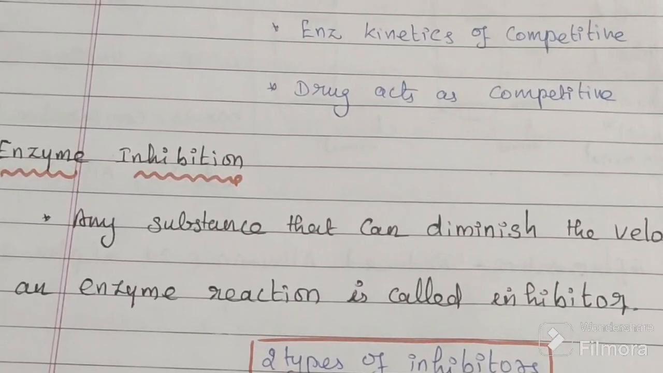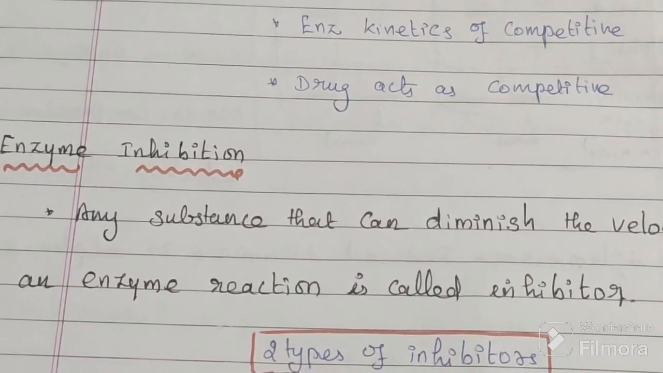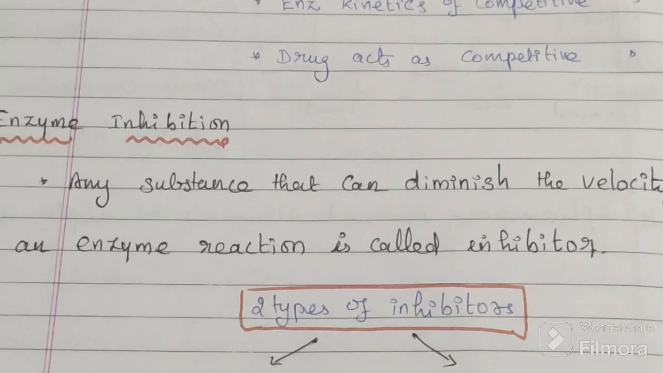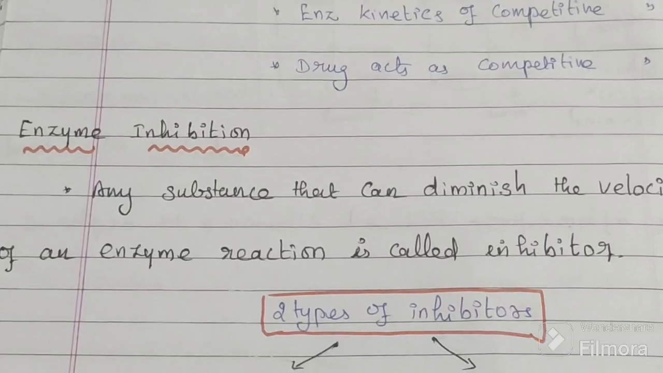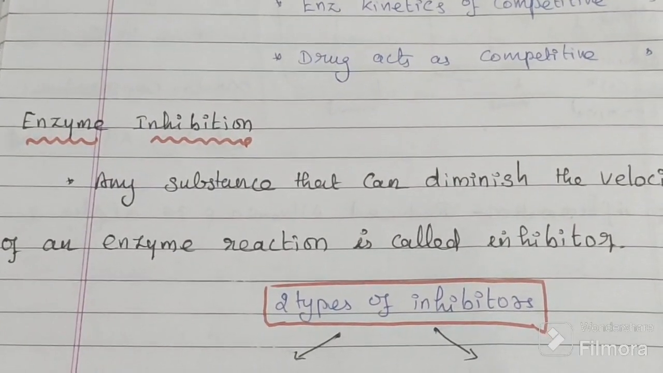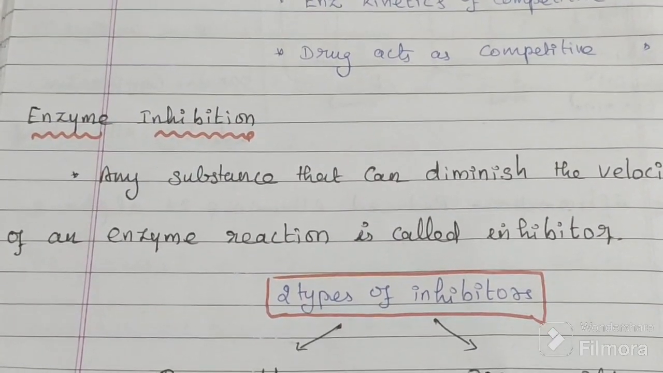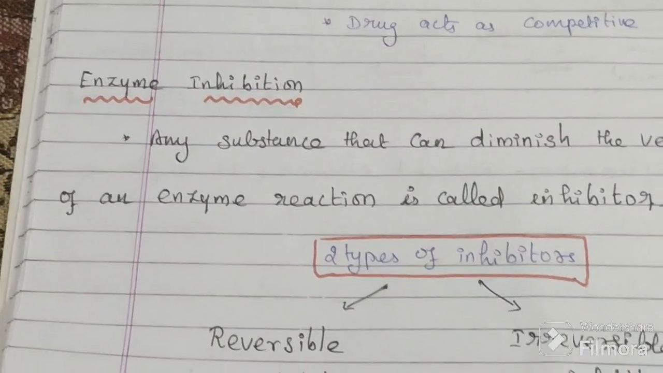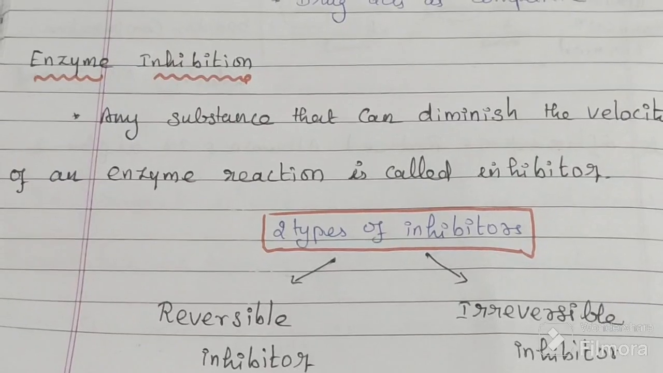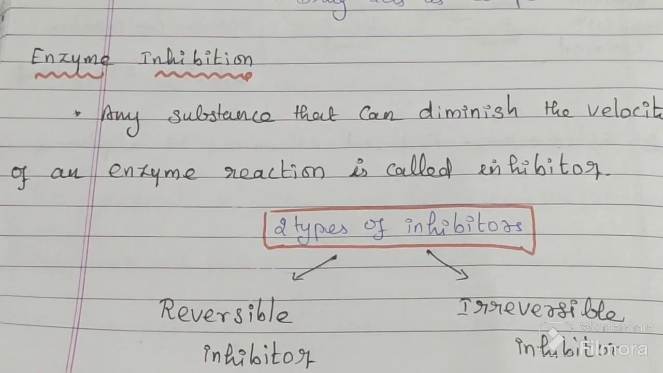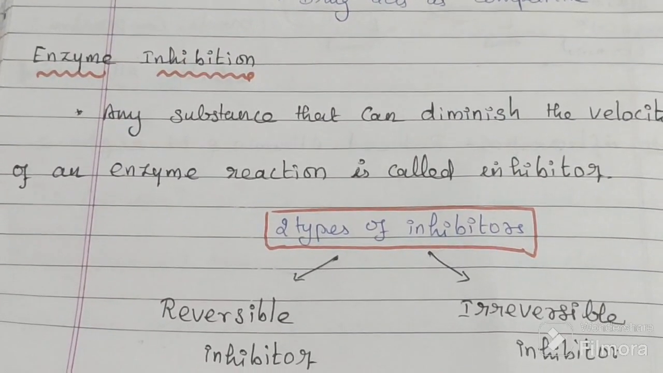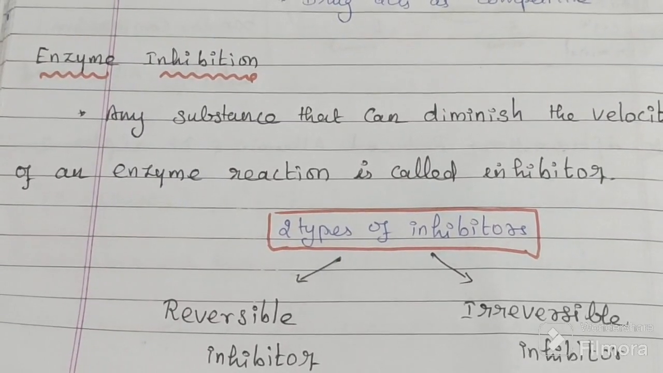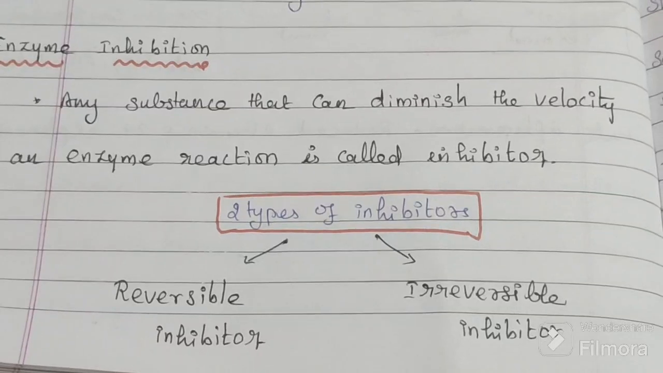Some inhibitors interfere with the enzyme substrate complex. Some inhibitors inhibit the enzyme substrate complex or try to combine with the enzyme and stop the product formation. So, any substance that can diminish the velocity of an enzyme reaction is called an inhibitor.